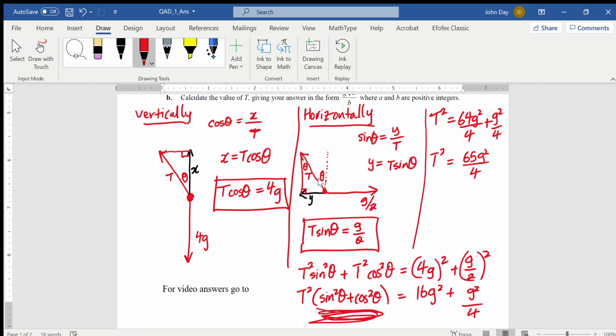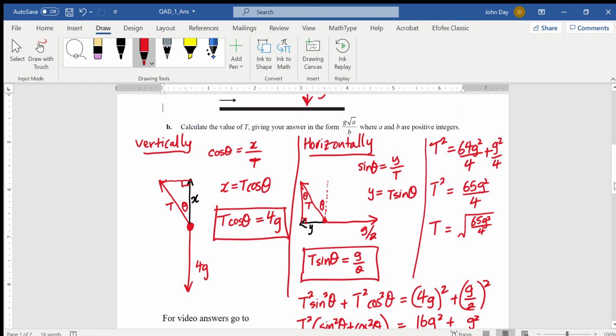Now we want to know what t is, so we're going to square root, and we know that it's a positive size force, right? So I'm not going to worry about the negative square root. So I'm just going to take the square root of 65g squared on 4. Now I just want to have a look at how they want me to present that answer. This will be like root 65g on 2, if I do that.